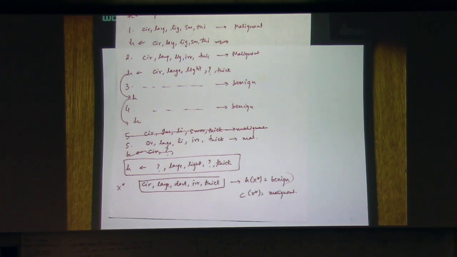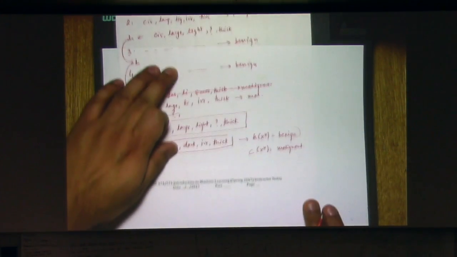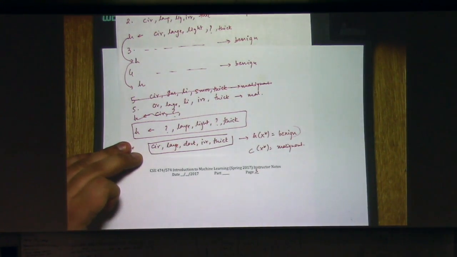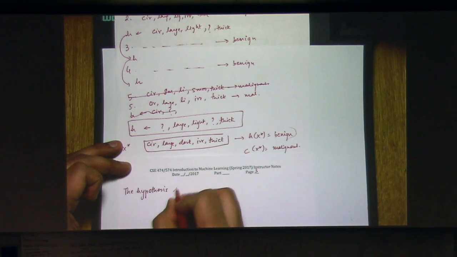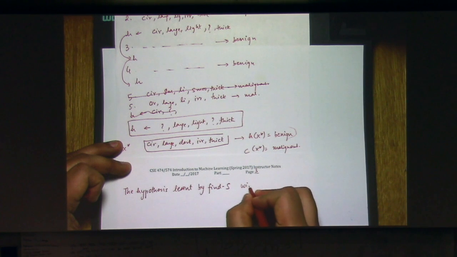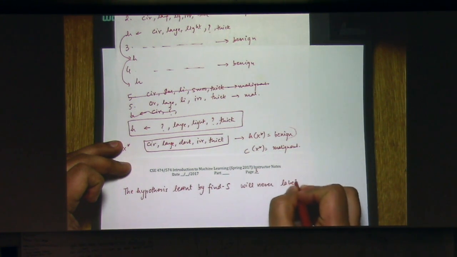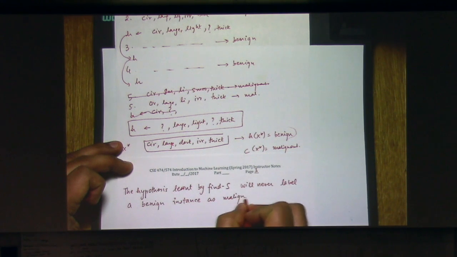However, one thing that you might want to notice, and I might just leave it as an exercise for home, and if you read the class notes, the answers are there, so it's not that much of an exercise, is that the hypothesis learned by FIND-S will never label a benign instance as malignant. That's something that you can actually prove.